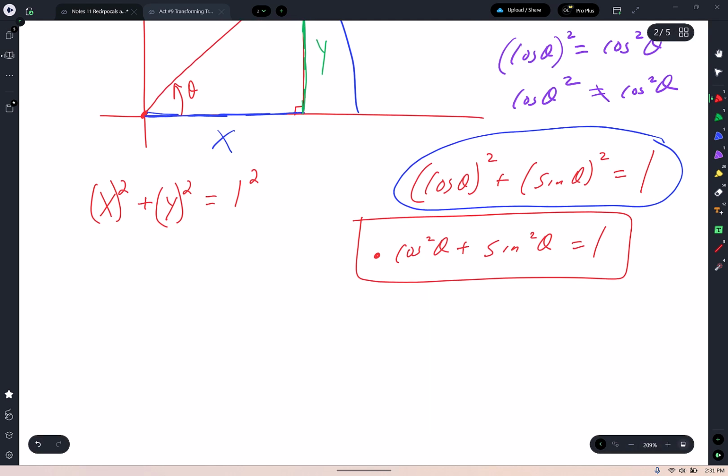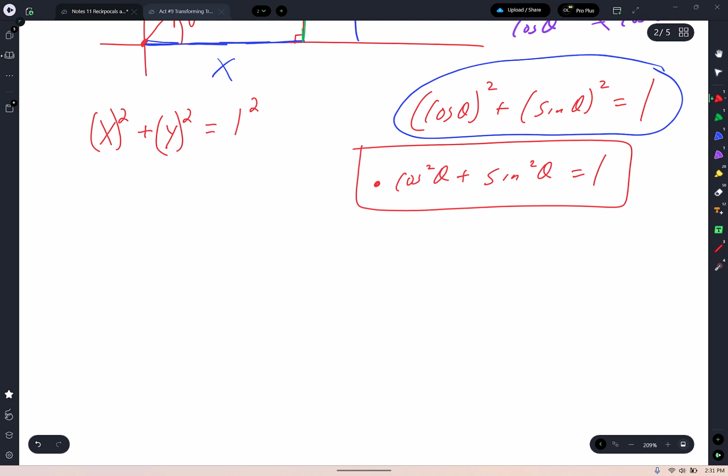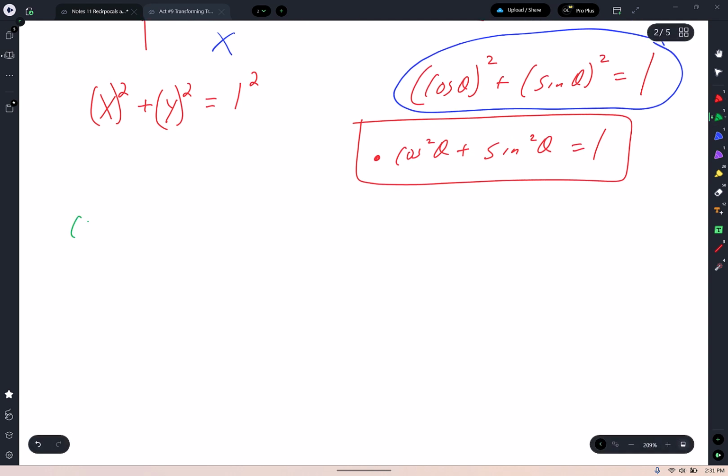All right. Here we go. So now you know cosine squared plus sine squared equals what? 1. Forever and ever. All right. Here's my second property. So I'm going to write it in green. I'm going to start with cosine squared theta plus sine squared theta equals 1. And I'm going to divide every single term by cosine squared.